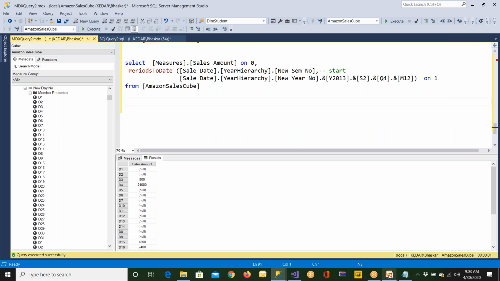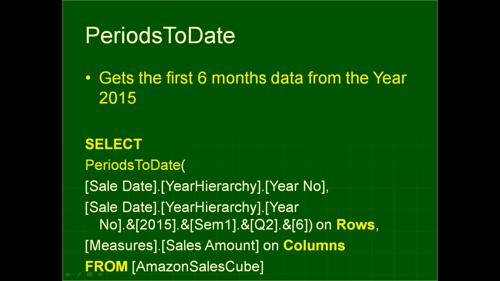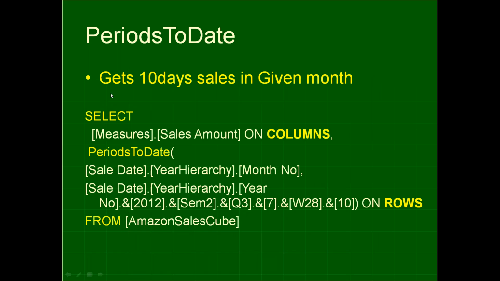So periods to date is pretty much important function. There are lot of shortcut functions. These functions are heavily used. Periods to date and YTD, MTD, all things we can easily understand, we can easily get it. Get last 10 days sales in a given month. Okay. So I should be able to point to the month level. So where you're pointing, and from there only the month level 10 days data I should be able to get it.